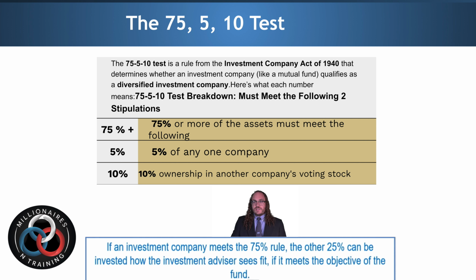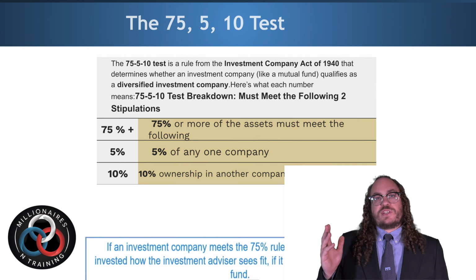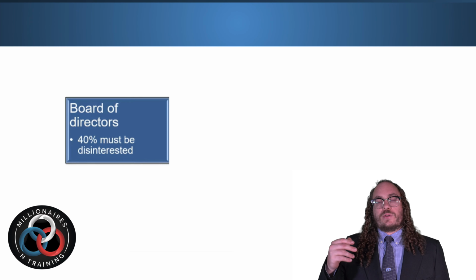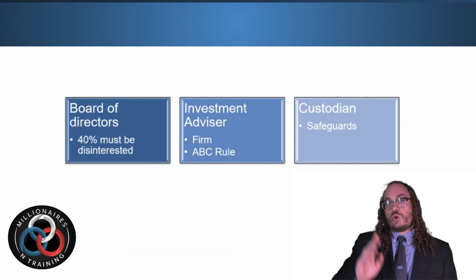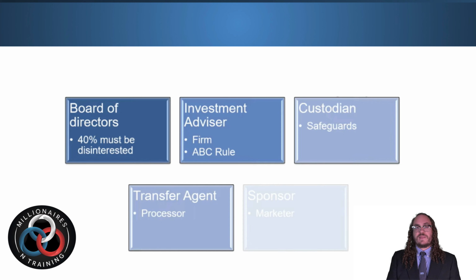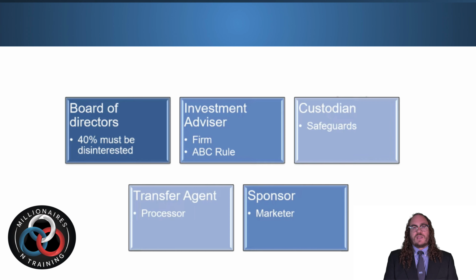The first entity I want to mention in the fund structure is the board of directors, and they oversee all of the activities for all the other entities. The board of directors must have 40% of disinterested members, and that simply means the only affiliation that they have for the fund is being a board member. So if the other 60% was doing something wrong, hopefully this 40% would step up and say something.